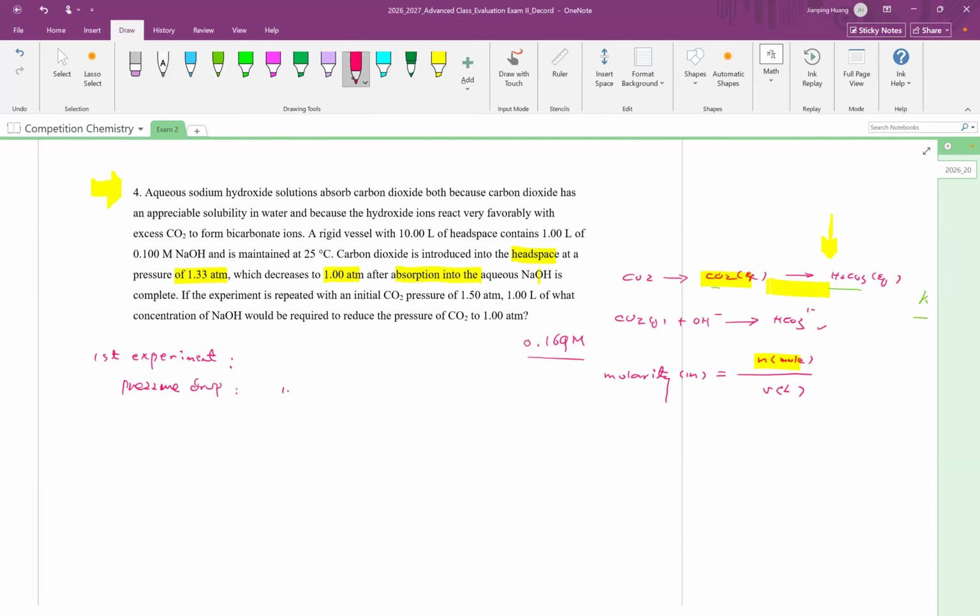It's 1.33 atm minus 1.00 atm. You get 0.33 atm. Now, we do not have to, right? So basically, remove carbon dioxide, removed from gas. And PV = nRT, if we give you this equation, everyone can understand, okay?